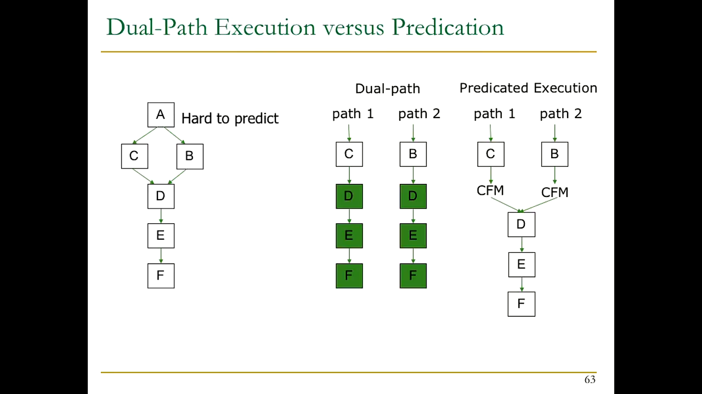So this dual path execution was used in IBM RS6000, I believe. But not as a true dual path execution, but to reduce the branch misprediction penalty. So when they fetched from the predicted path, they also fetched from the not predicted path. So if the branch was mispredicted, they would quickly supply instructions that they already fetched from the path that they didn't predict.